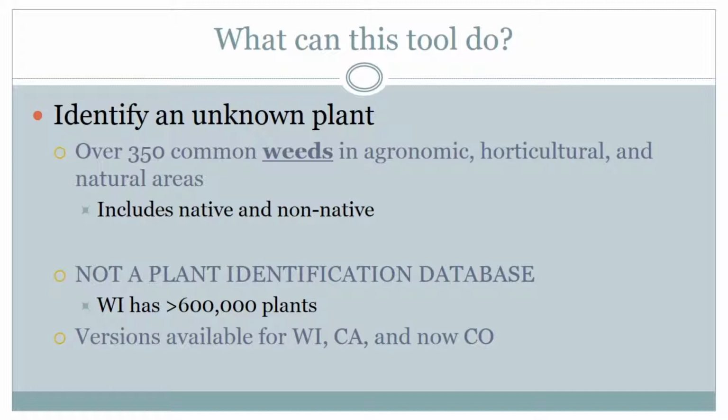The Online Weed ID tool is not a comprehensive identification database for the entire state of Wisconsin. Our state has over 600,000 plant species, and this database has around 350. For this reason, you may not find the plant you are attempting to identify, and further action may be required. If you are still unsure, you can bring a sample to your local extension office or garden center or other expert. You will most likely be interested in the plants in Wisconsin, but from the same website you can select plants of California or Colorado, and more states will likely be added in the future.